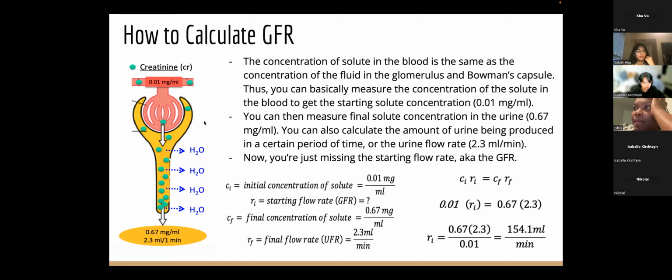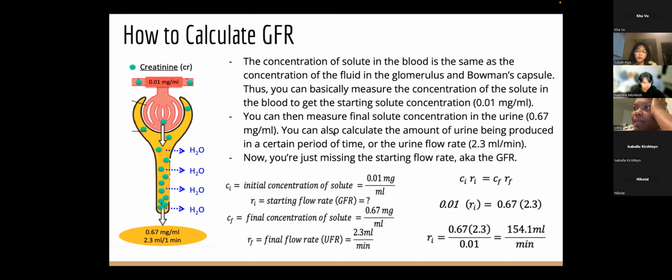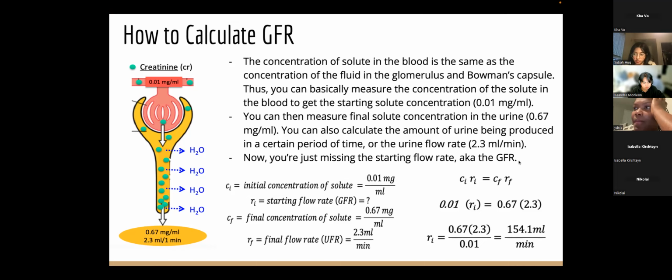So there's some physics involved in this because this deals with the flow of liquid. So in that way, you can think of it as this equation that I have right here, where the start equals the final. And so you can plug in your values here and then find the starting flow rate.